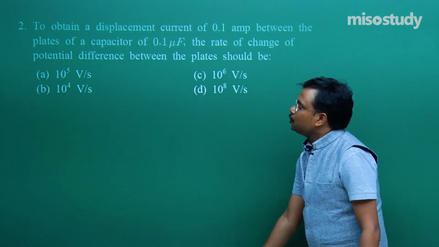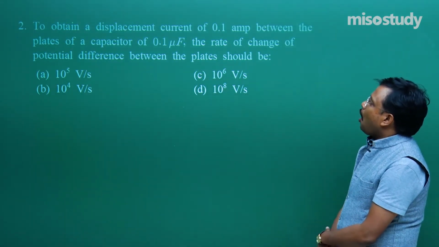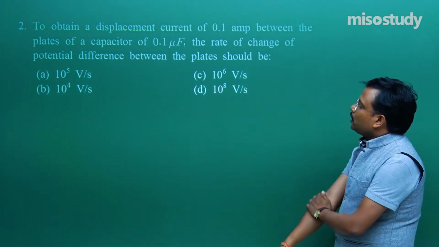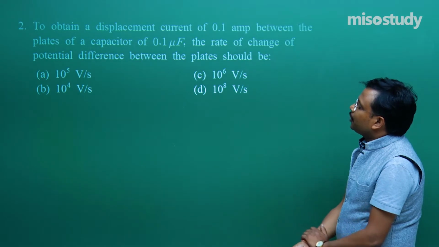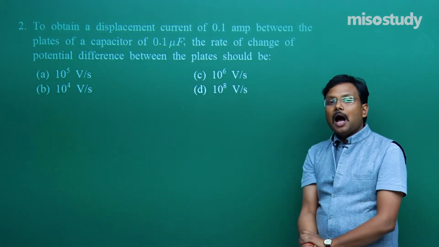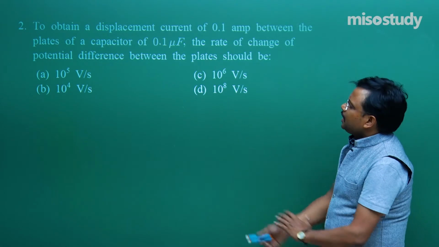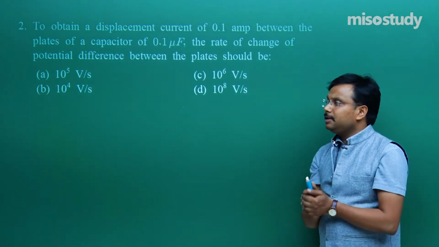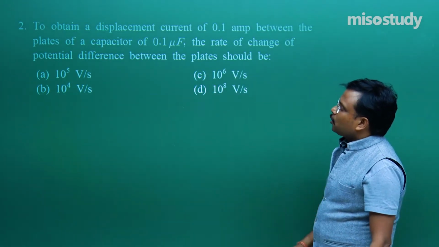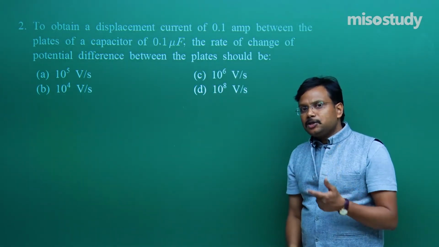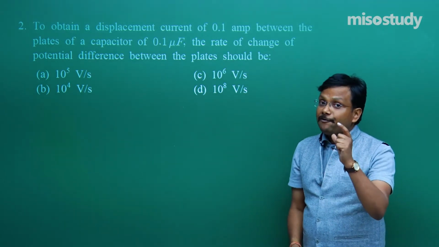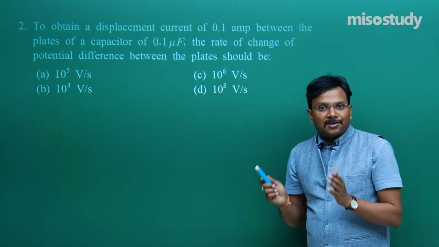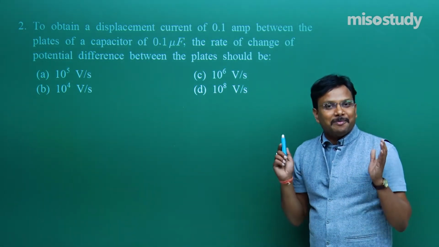Now the next question: to obtain a displacement current of 0.1 ampere between the plates of a capacitor of 0.1 microfarad, the rate of change of potential difference between the plates should be how much? Even if you are unable to understand the problem, one thing you can say surely is that this question emphasizes the very first topic of this chapter. Try to recall, this chapter starts with the idea of displacement current.